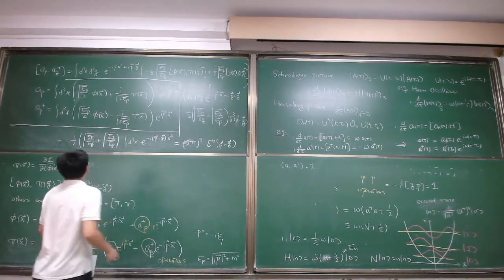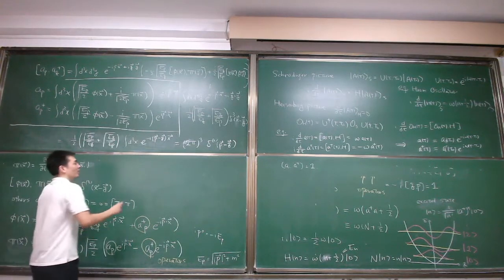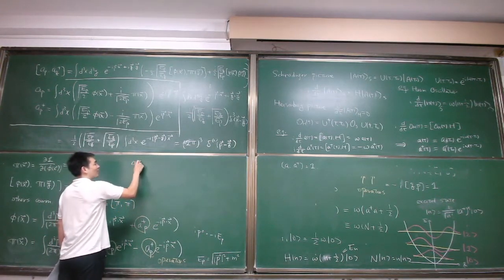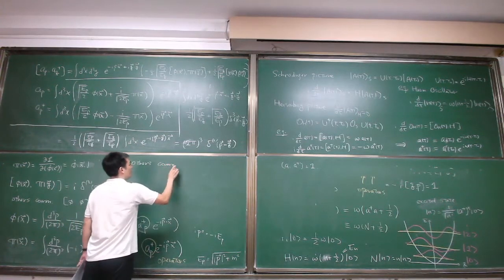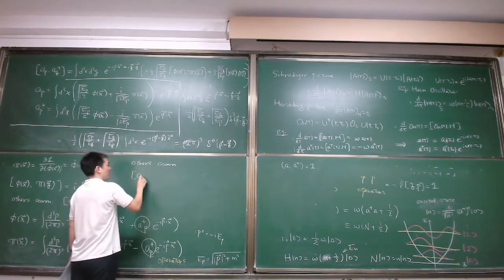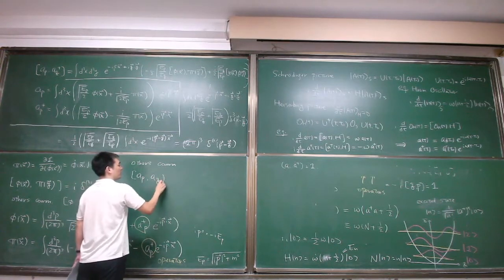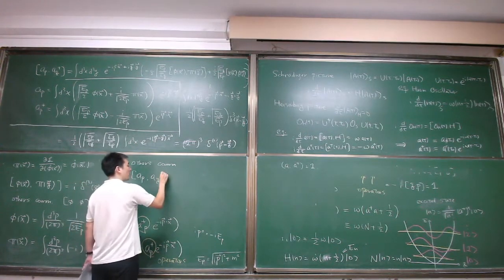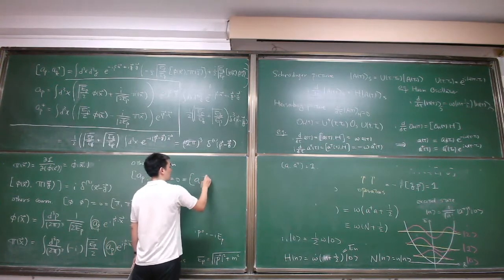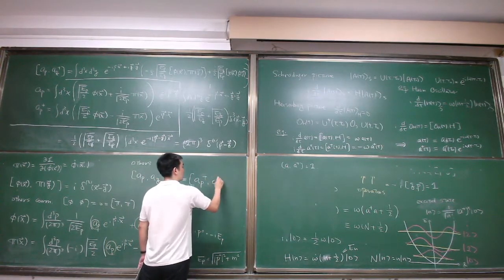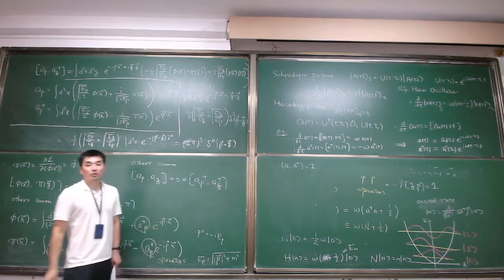And then it's a good exercise to do. Others commute, which means that the commutator of a_p and a_q is zero. It's a good exercise. I'm not going to do that. So the others commute with this.